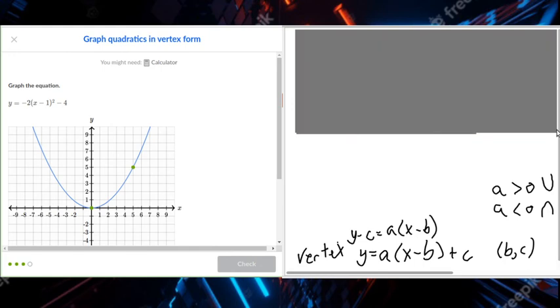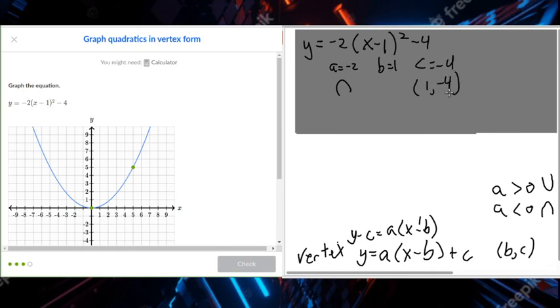All right, we've got y equals negative 2 times x minus 1 squared minus 4. And so I can see that my a here is negative 2, so it's going to open down. And I'm going to see my b. My b here is 1, and I'll see my c here. c is equal to negative 4. So my vertex is at 1, negative 4. So let me go ahead and put that. 1, negative 4.